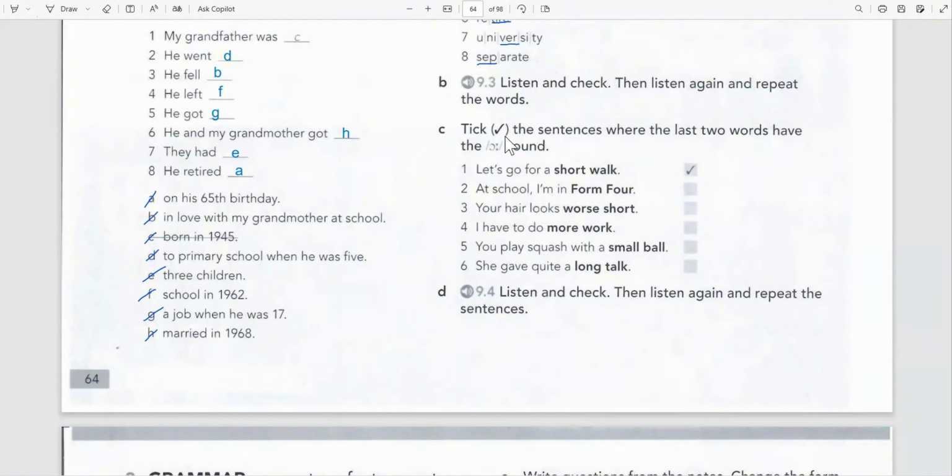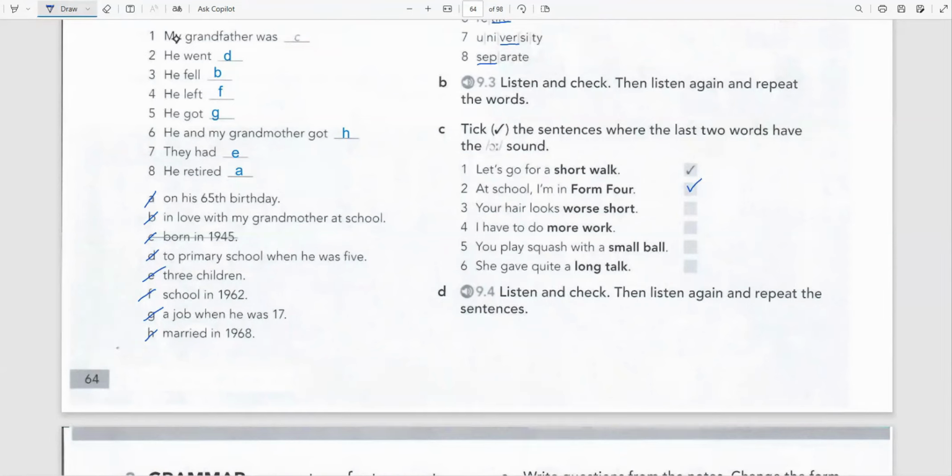Exercise C is asking us to tick the sentences where the last 2 words have the O sound. Okay, we'll do that. So here, let's go for a short walk. Look, short walk. Both words, the last 2 words, have the O sound. So number 2, at school, I'm in form 4. We're going to tick it because both words here, form and 4, have the O sound.